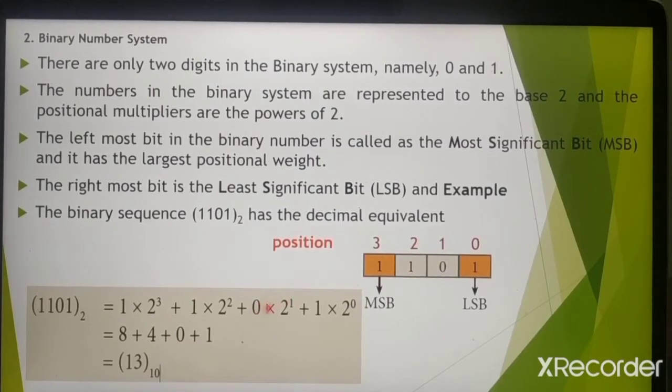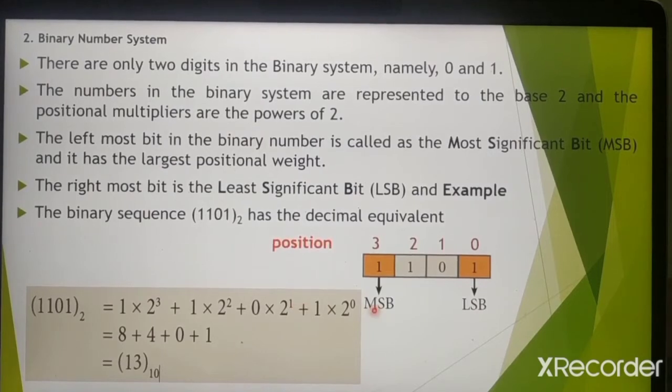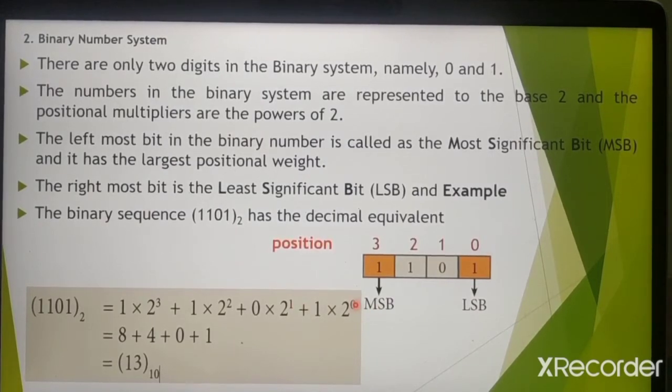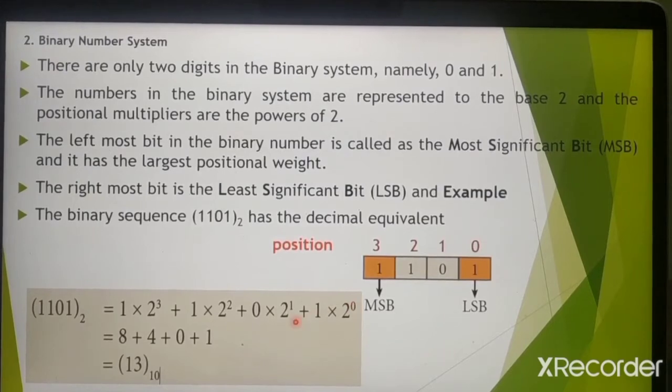Next, the third number 0. 0 is the third number. Next its base value 2, and its position is 1. So that is given here. Plus 1 into 2 to the power 0. You know, any number to the power 0 is 1 only. So 2 to the power 0 is equal to 1. So 1 into 1 is 1 only.